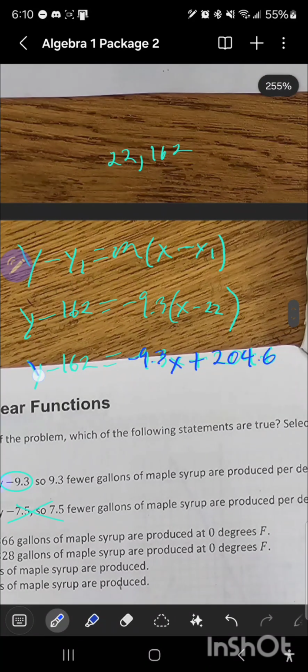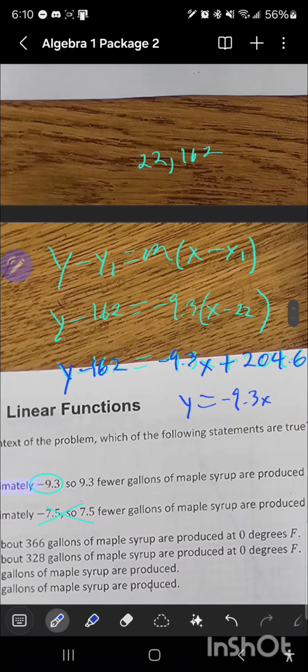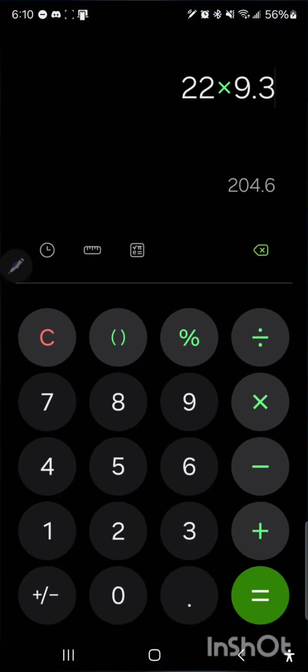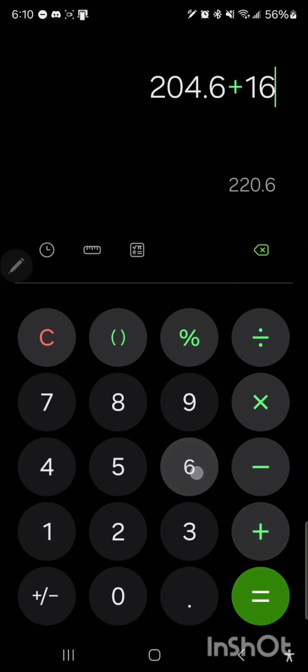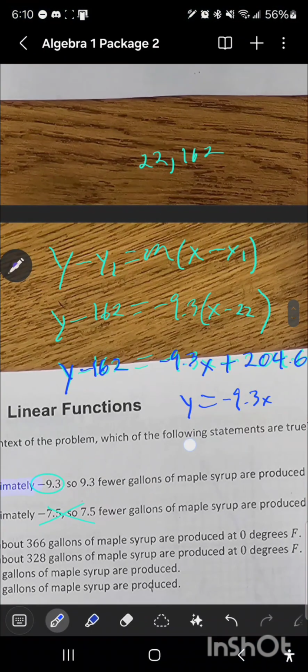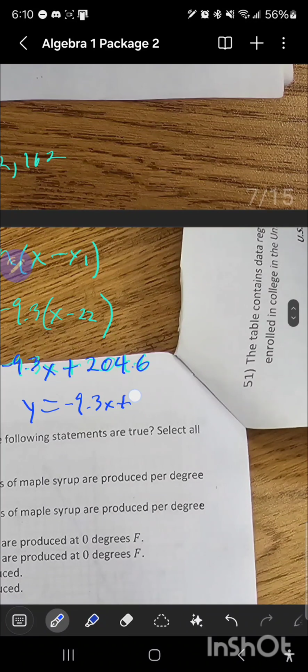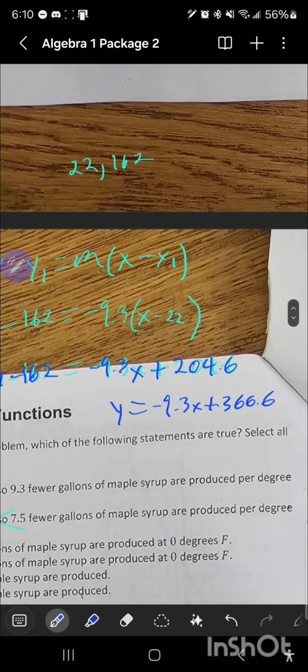Now we add 162 to both sides. So this comes out and we get y equals. Now the x, we keep the x. I got negative 9.3x. 204.6 plus 162 is 366.6. So plus 366.6. And this is the value we get.